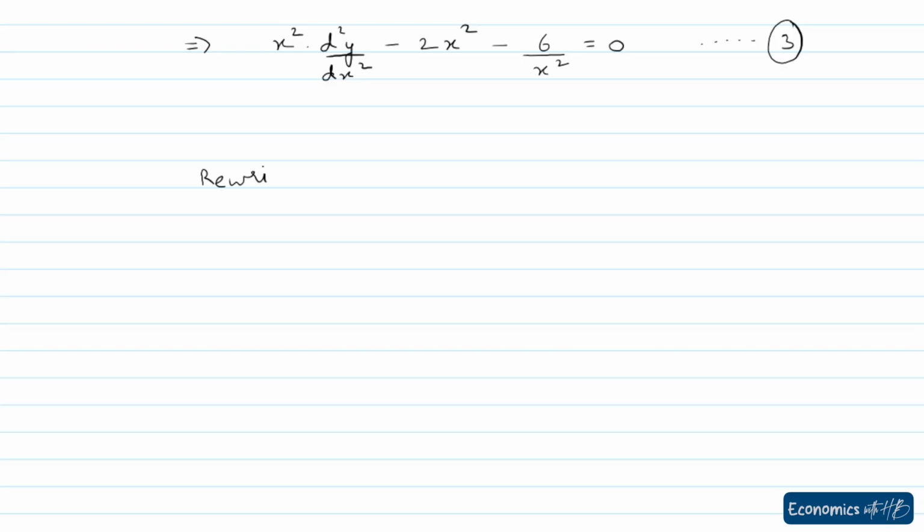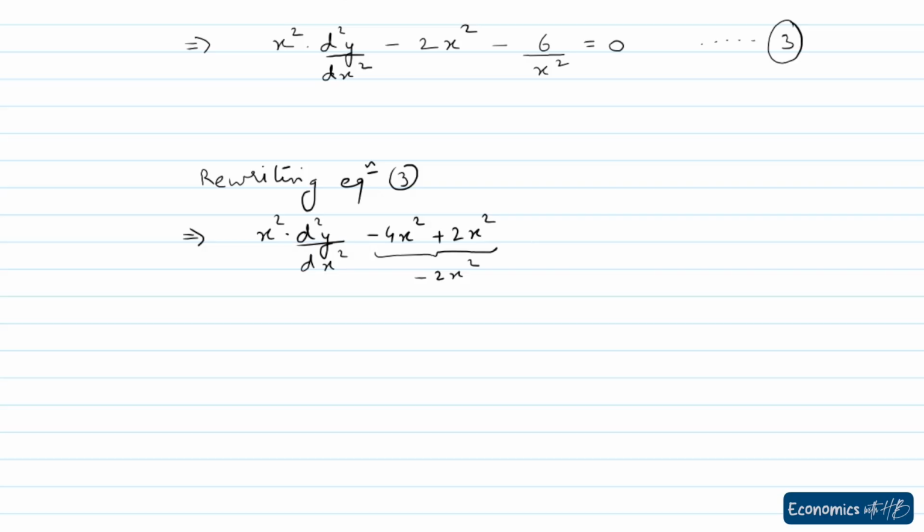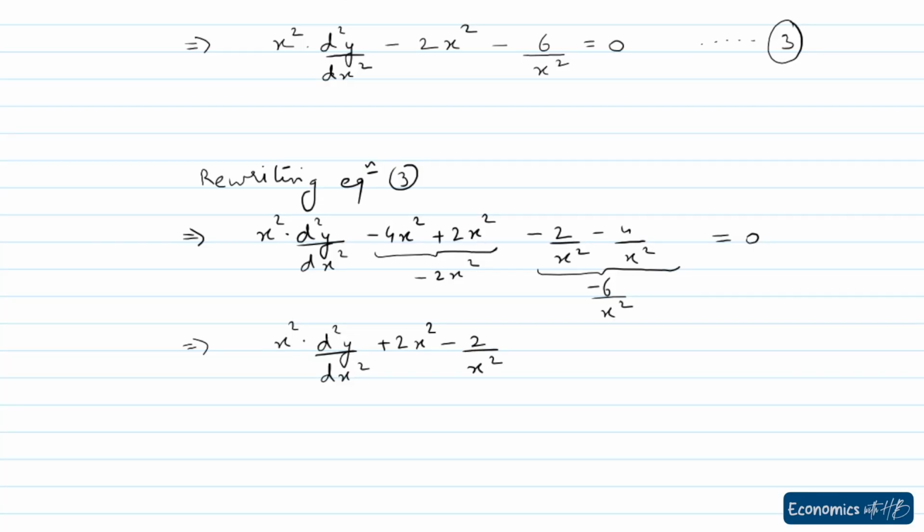Now we can rewrite equation number 3 as x square d2y by dx square as it is. Now this expression minus 2x square can be written as minus 4x square plus 2x square. Can we write this in place of minus 2x square? And in place of minus 6 by x square, we write minus 2 by x square minus 4 by x square. So if we solve this, we get minus 6 by x square is equal to 0. So x square d2y by dx square plus 2x square minus 2 by x square minus 4x square minus 4 by x square is equal to 0.